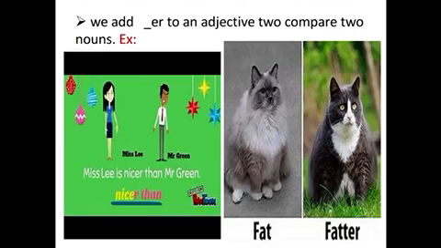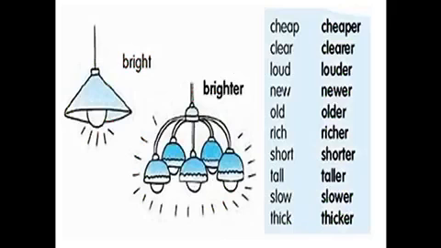Let's see the next example. Look at these two pictures. We have fat cat and fatter. Here we are comparing between two nouns, two things, two objects. You add what? The suffix er. Look at this lamp. It's bright. And the next one is brighter.